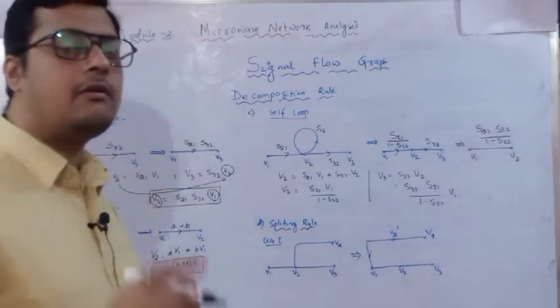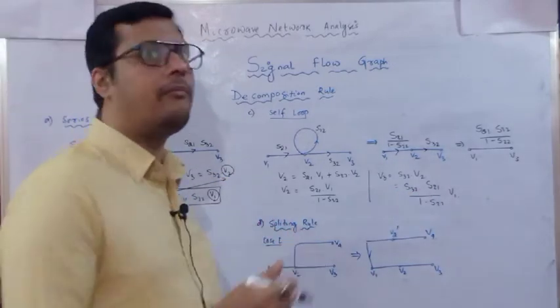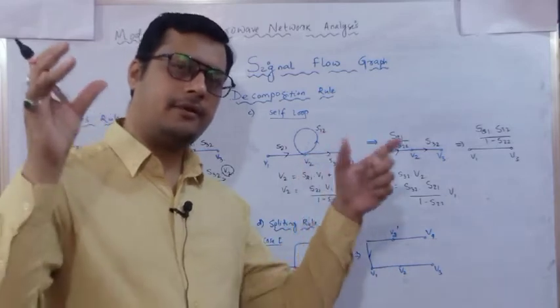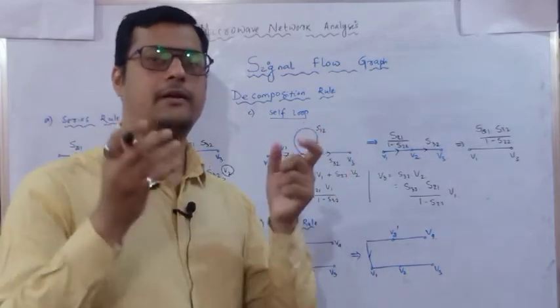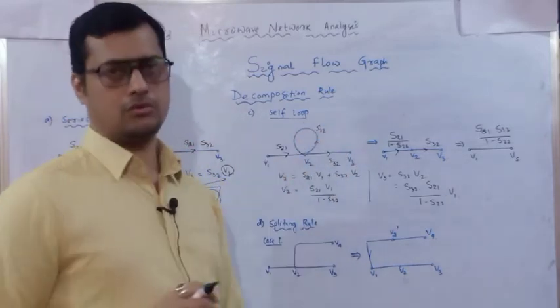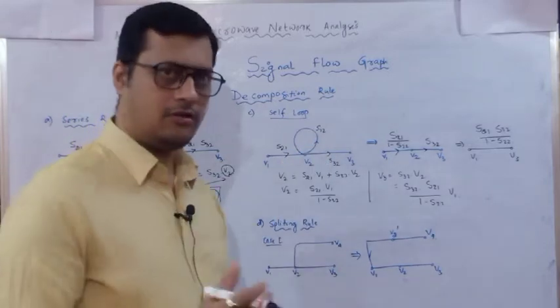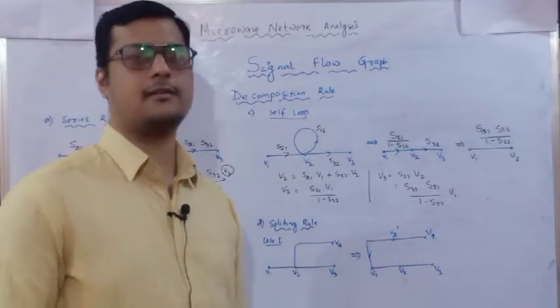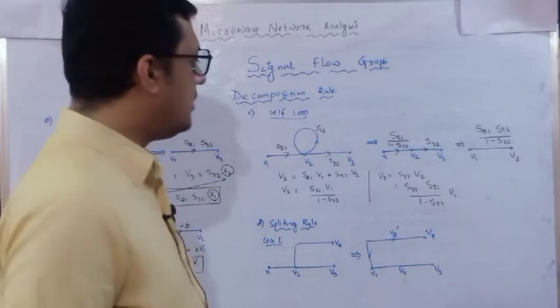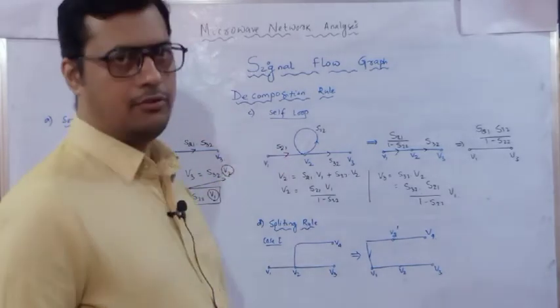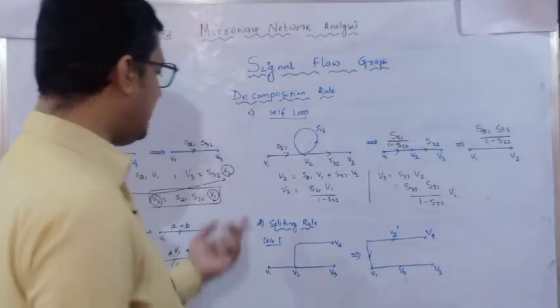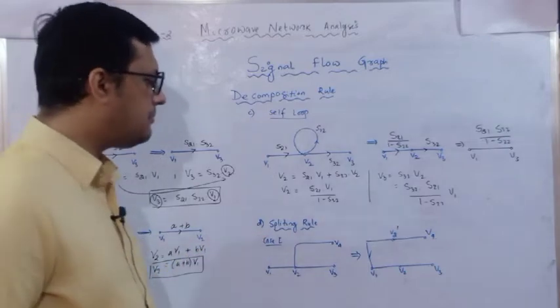So like this you have to analyze. These are called the decomposition rule. From different nodes you are combining and reducing to two nodes. Here how many nodes are there? 3 nodes. We have converted into 2 nodes. So it's called the decomposition rule. So this is called a self loop. Okay. Next we have the splitting rule.